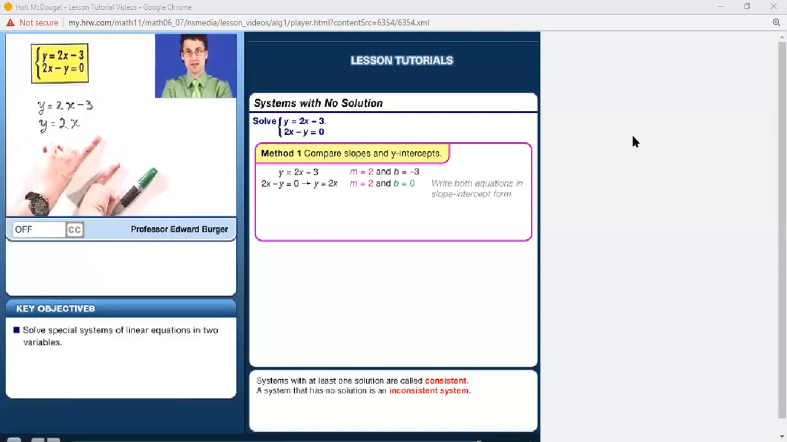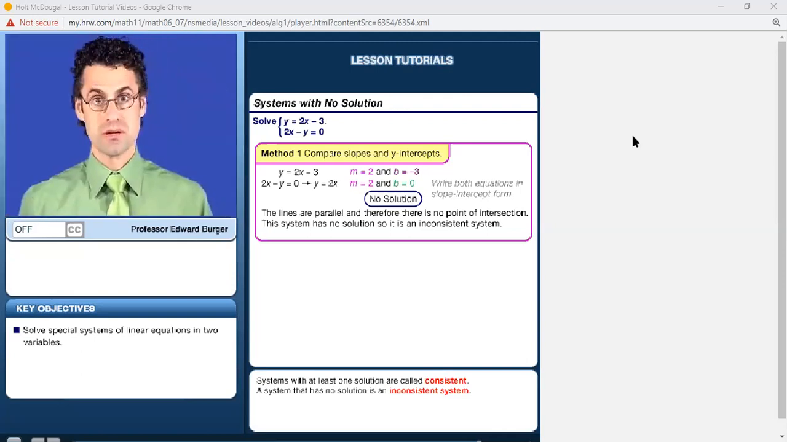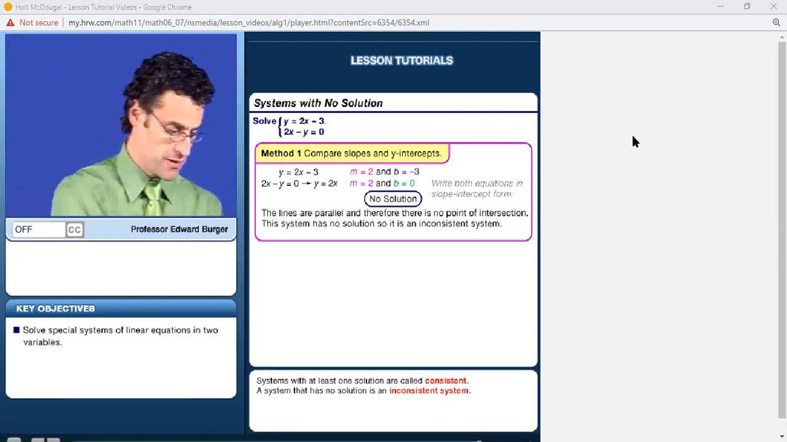They never intersect. So how can I find a point that's in common, right? When I'm looking for a solution to this, I want to find out where they actually touch. But these lines are parallel, and they have different intercepts, so there's no way they're going to touch. This, in fact, has no solution. I can stop right here because I see that I have different y-intercepts and the same slope. That's one way of seeing it, but let me actually show you a completely different way.